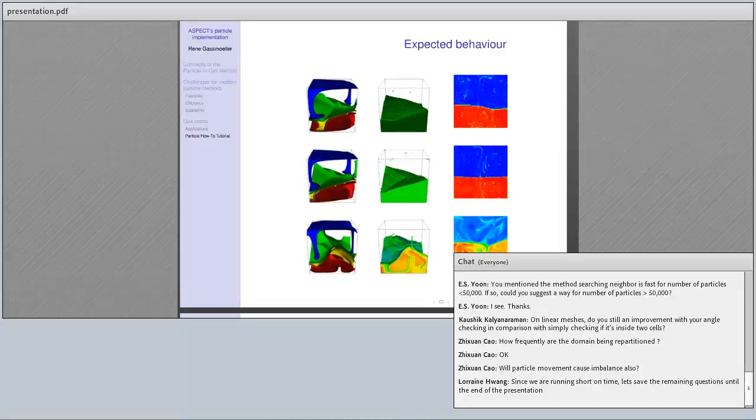The expected behavior of this model would look approximately like this. This is the 3D version of the benchmark that I have run here with different resolutions, and the top two solutions are computed by using active particles, while the bottom one is computed by using compositional fields. This benchmark is especially set up to show diffusion in compositional fields. It runs far longer than usual geodynamic models, and it's kind of the worst case scenario for compositional fields in terms of diffusion and entrainment.